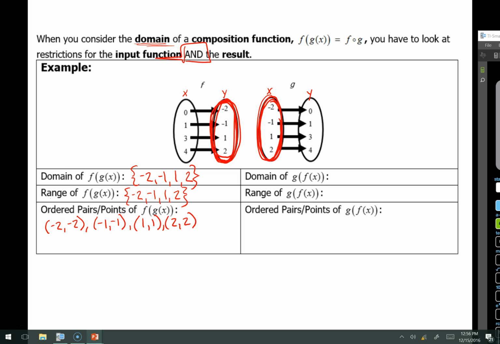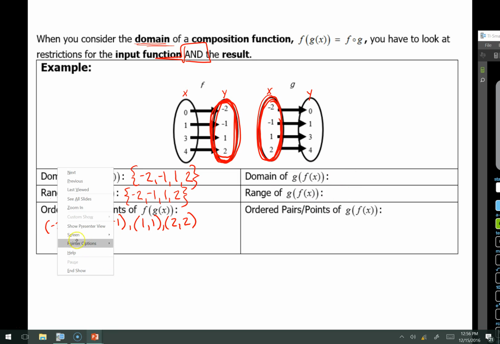What do you notice? Do you see how the x and y values are the same in each of the ordered pairs? The domain and range match up. This is a special kind of composition that we're going to be talking about in the future called an inverse. Let's look at one more of those before we move on to the next topic here.